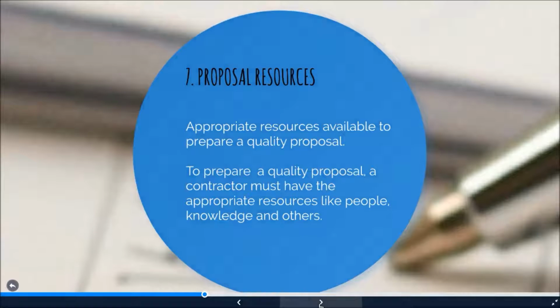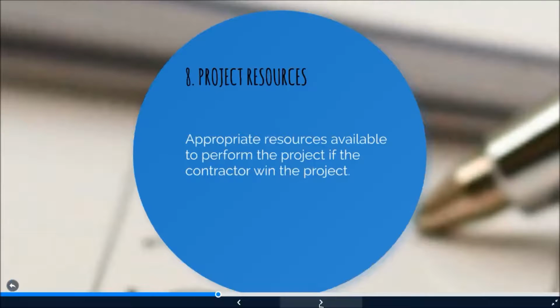The seventh is proposal resources: are appropriate resources available to prepare a quality proposal? So to prepare a quality proposal, a contractor must have the appropriate resources like people, knowledge and others. The eighth is project resources, which asks whether appropriate resources are available to perform the project if the contractor wins the project. So the contractors need to be sure that the appropriate individuals within their organizations will be available to work on the project.